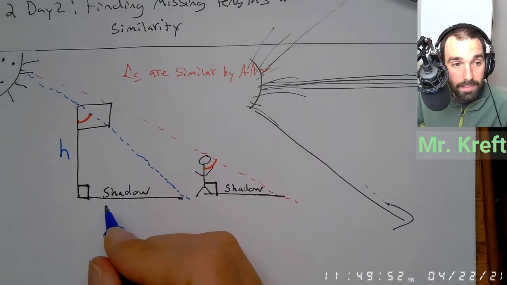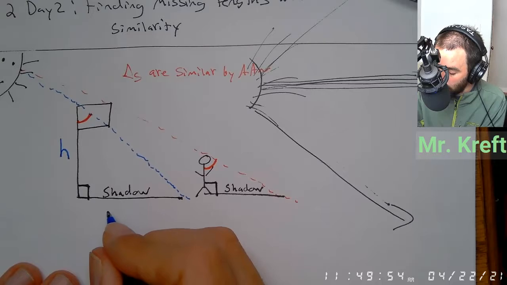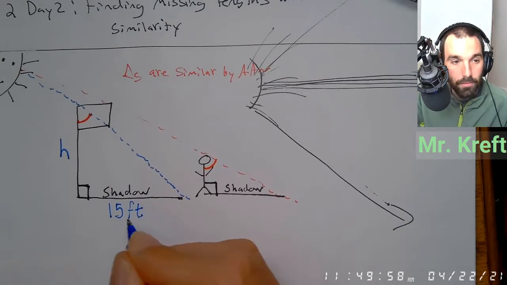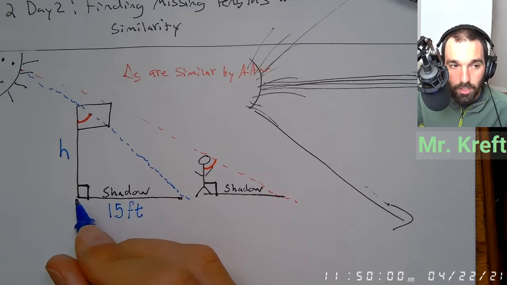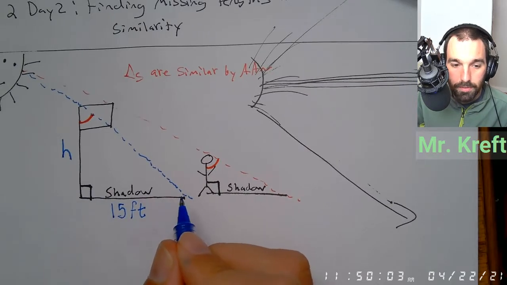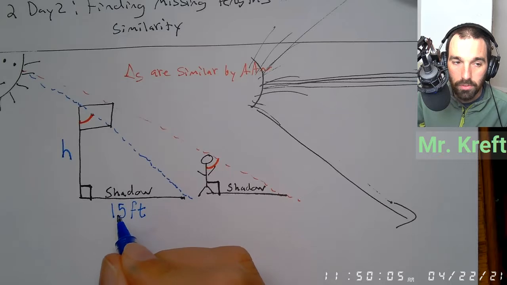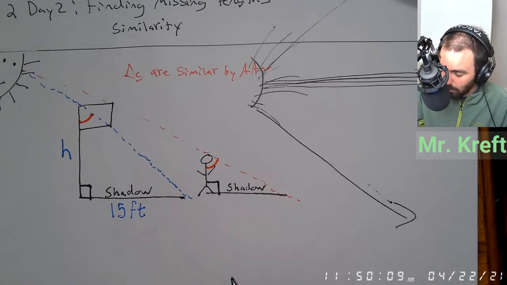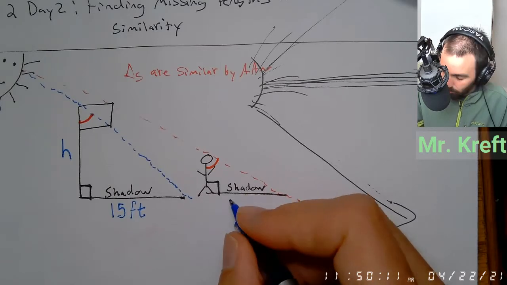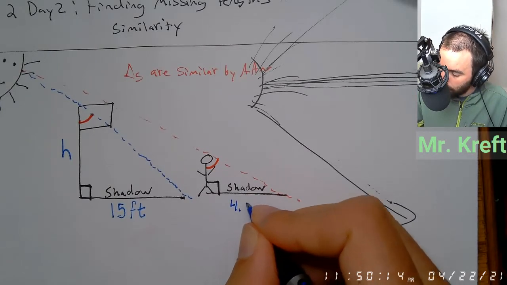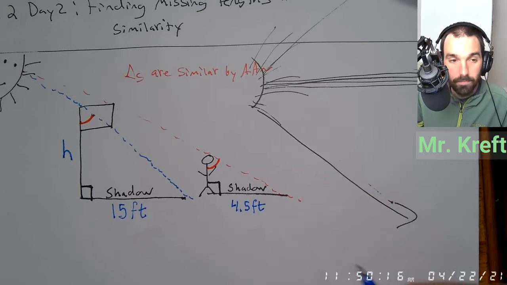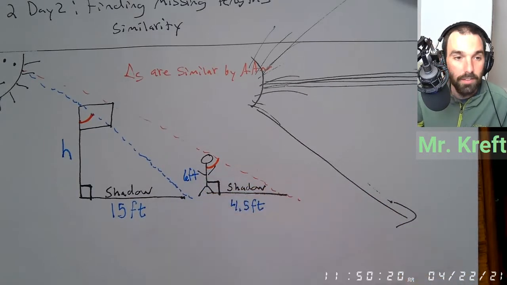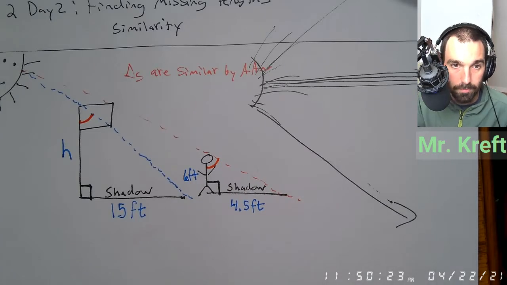So in this problem, let's say that the shadow from the flagpole is 15 feet. So we get our tape measure, we go from the base to the tip of the shadow, and we say, okay, 15 feet. And then we quickly, so that the sun doesn't move too much, we measure our shadow. So our shadow is going to be 4.5 feet long. And let's say this person is 6 feet tall to keep the numbers nice.